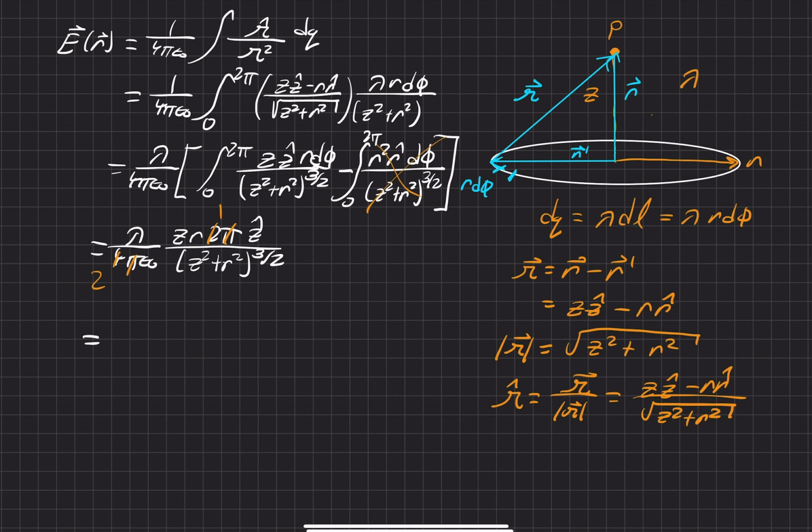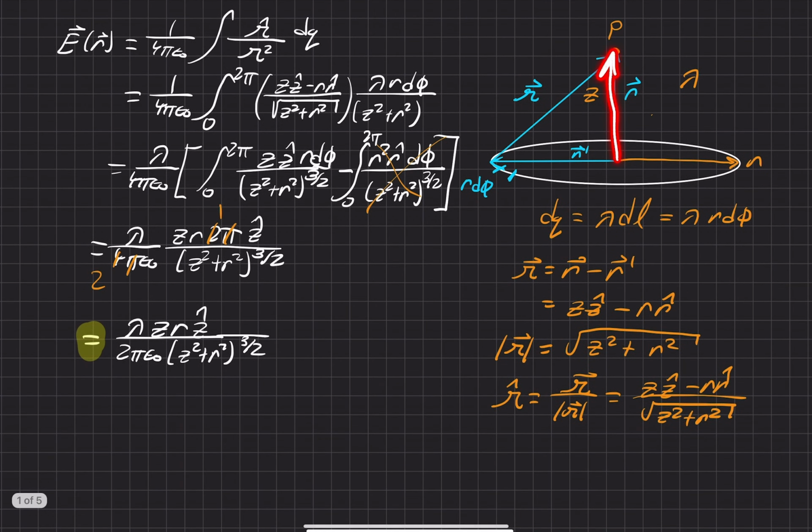Then finally we have our final expression in the z hat direction. So we have 2 pi epsilon naught z squared plus r squared to the 3/2. And that's exactly what we thought, right? So as it sweeps along, the only thing that's left is the z hat component right here.